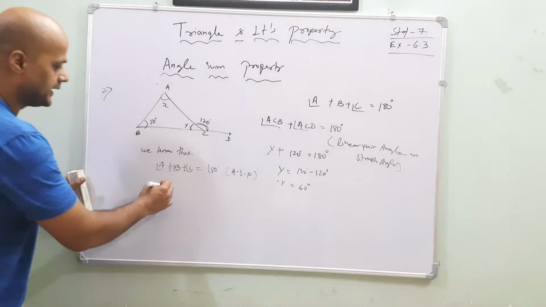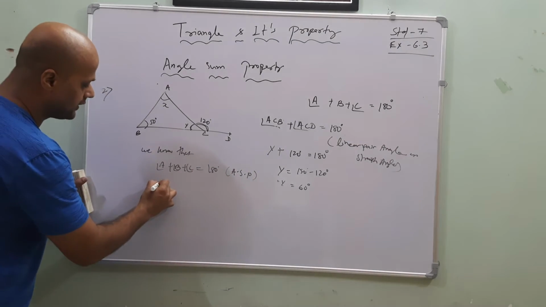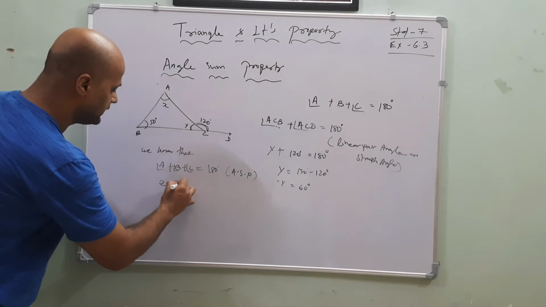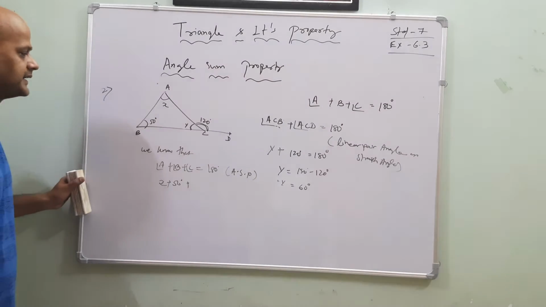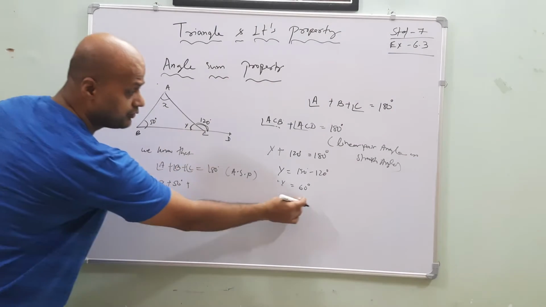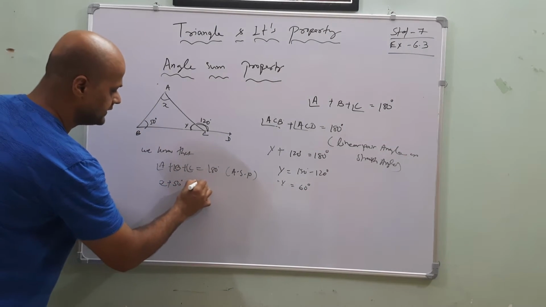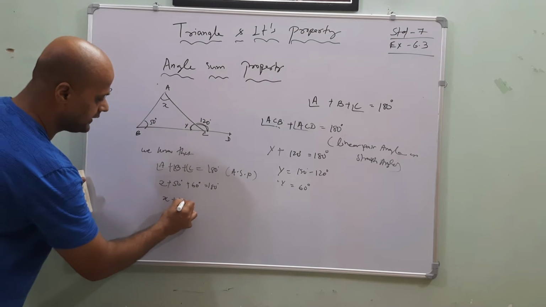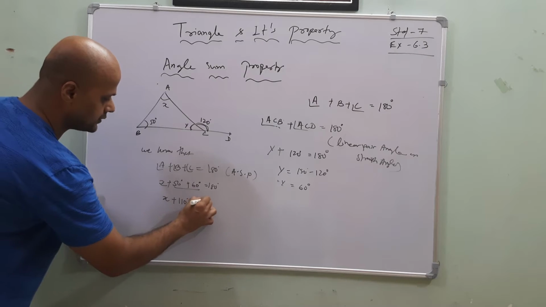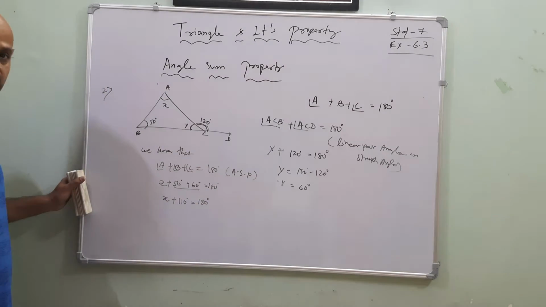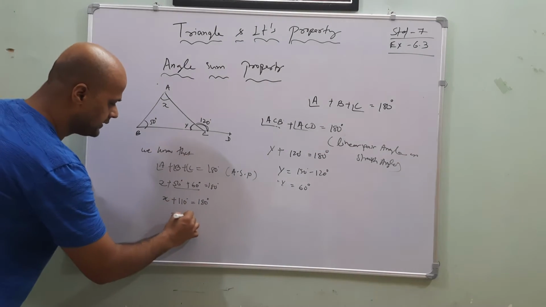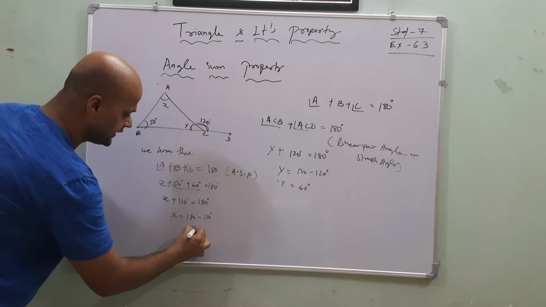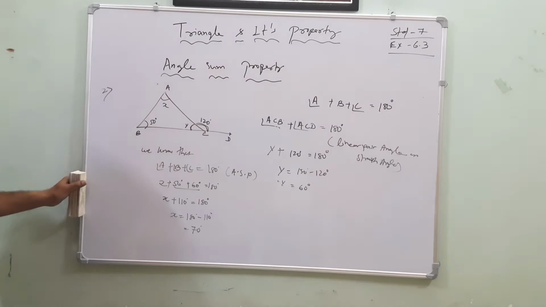Next, angle A is not given, write it X. Angle B is 50 degree. Angle C is how much? Now you get here 60 degree. Then how much? 180. X plus 110 degree, by adding these two, is equal to 180 degree. Now, x is how much then? Very good. Good, Aniket. It is 70 degree. Very good.